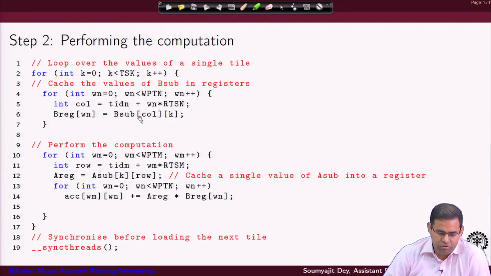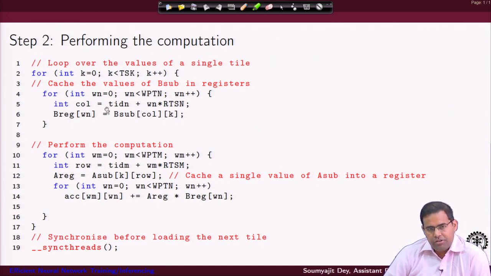So, you are now going to cache these values of B sub that you have, the consecutive values. You are just computing this column index, for the same k, and getting the value from B sub, and you are loading it into B reg. So, in that way, with this loop you are loading all the values of B sub that you require for the multiplication in B reg. Well, what is the next step?